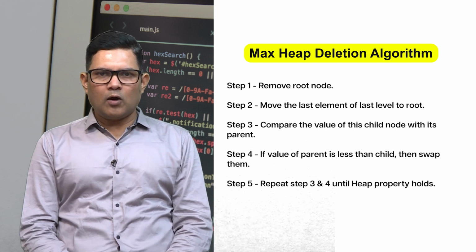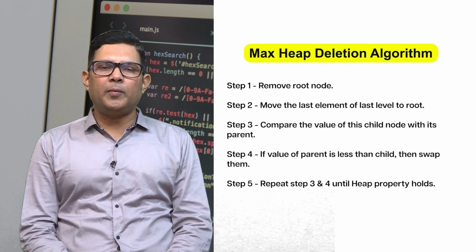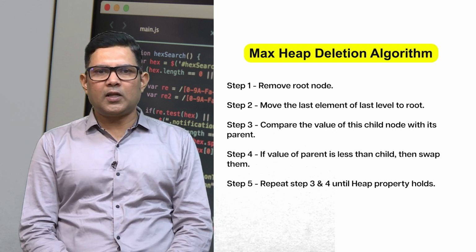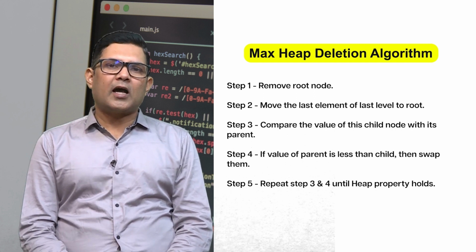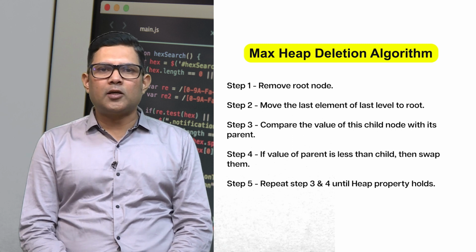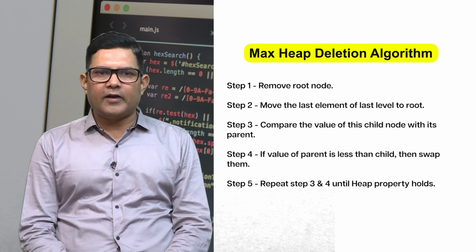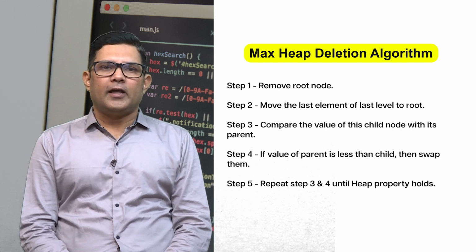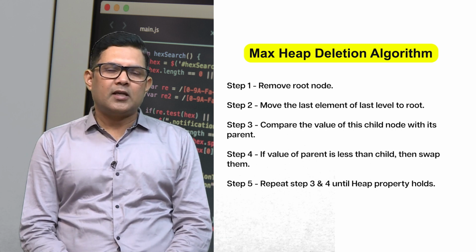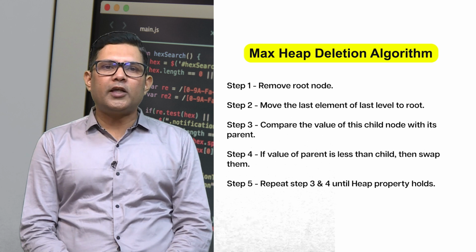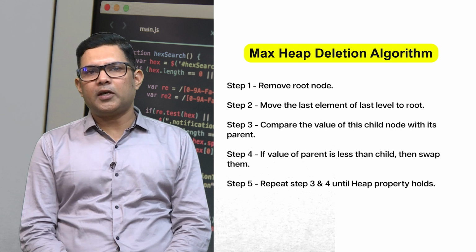So what do we have to do now? We have to find out the last level, and the last element in the last level will be moved to the root node. In step 3, compare the value of the child nodes with their parent. That means after swapping, we have to compare both the children, and compare the child values again with the parent value. In step 4, if the value of the parent is less than the child, then we swap the elements. In step 5, we continue this process, that is step 3 and step 4, until the heap property holds.